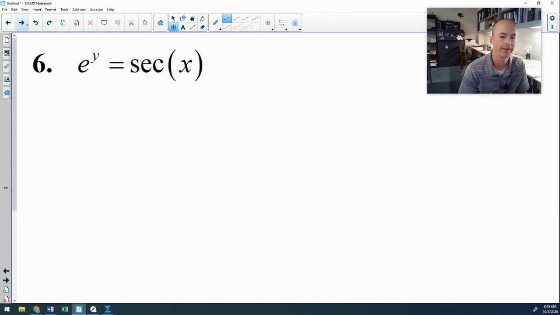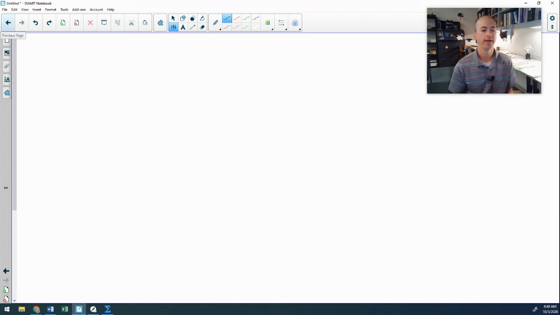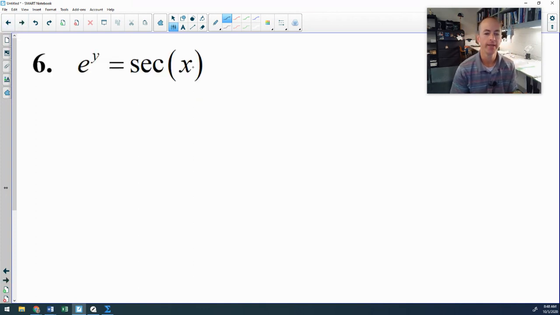See, how many more do I have? I think I have 2 more. Nope, 1 more. All right, so e to the y is equal to secant x. And there is a way you could solve this with implicit differentiation. However, that's going to make it a little bit more difficult than what I'm about to do.